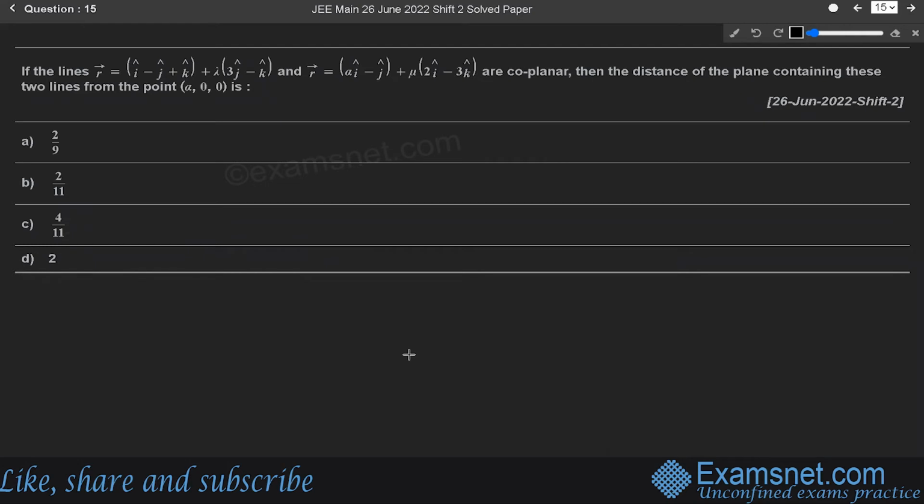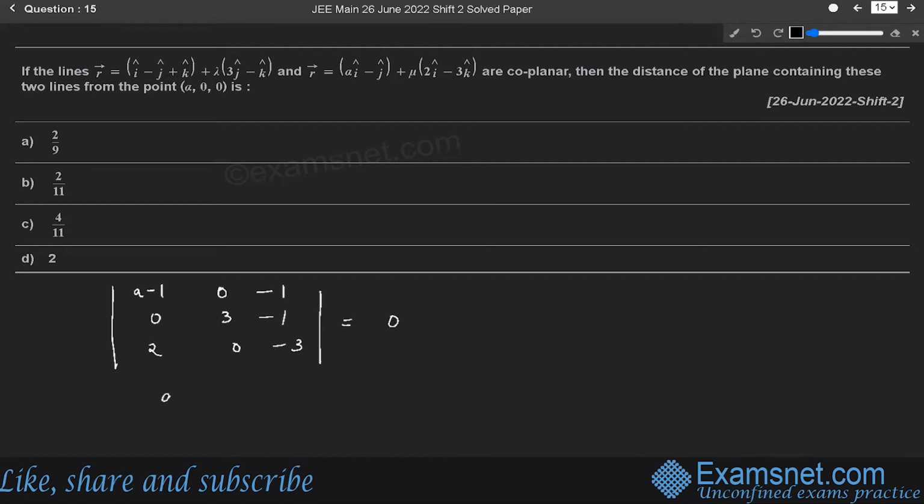Next question is, if the lines r vector is equal to i minus j plus k plus lambda into (3j minus k) and r vector is equal to a i minus j plus mu into (2i minus 3k) are coplanar, then the distance of the plane containing these two lines from the point (a, 0, 0) is. We know that since both the lines are coplanar, therefore the determinant of [a minus 1, 0, minus 1; 0, 3, minus 1; 2, 0, minus 3] will be equal to 0.